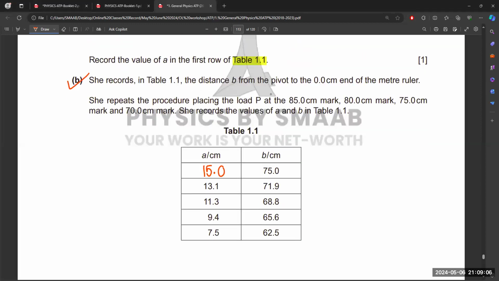Second, she records in table 1.1 the distance B from the pivot to the 0 centimeter end of the meter ruler. She repeats the procedure, placing the load P at the 80 centimeter mark, 75 centimeter mark, 70 centimeter mark, right? So these are the values: 75, 71.9, 68.8, 65.6, 62.5. So these are the values given.